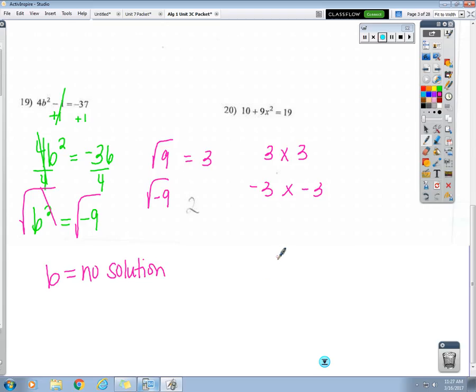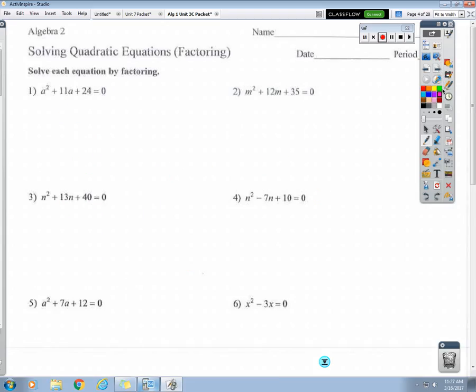Okay, any other questions? Go ahead and turn to page 3. We just finished up doing a lot of problems that look like that, correct? If you're asked to factor, you've got to pay attention.